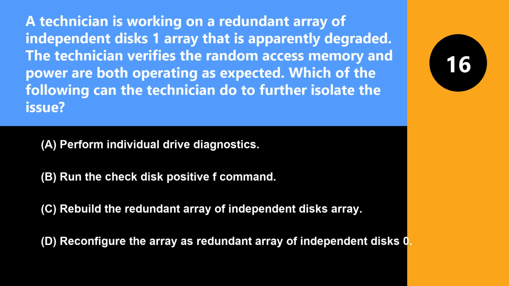Question 16. A technician is working on a redundant array of independent disks, or RAID, array that is apparently degraded. The technician verifies the random access memory and power are both operating as expected. Which of the following can the technician do to further isolate the issue?